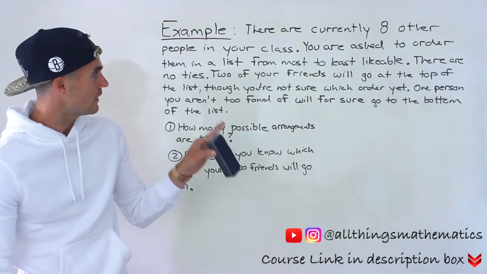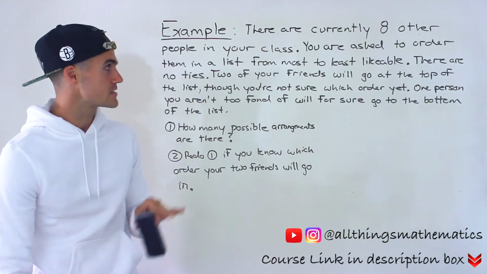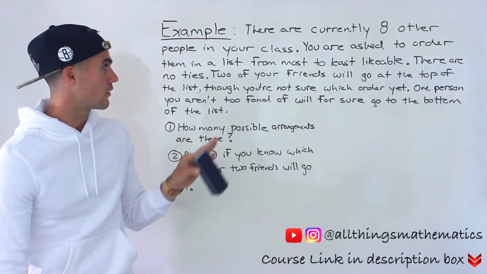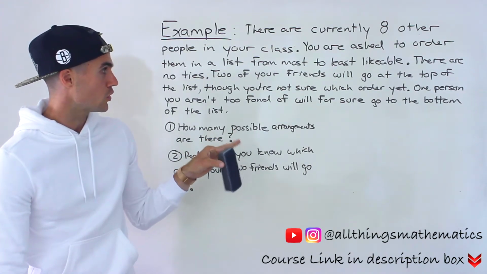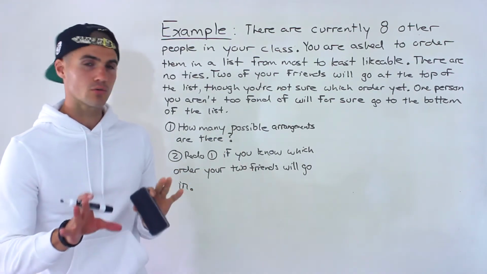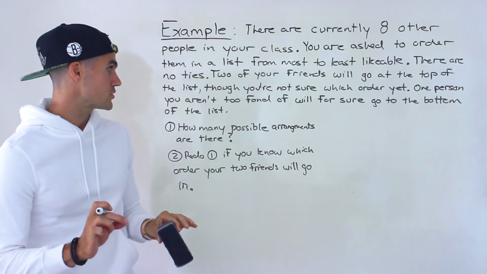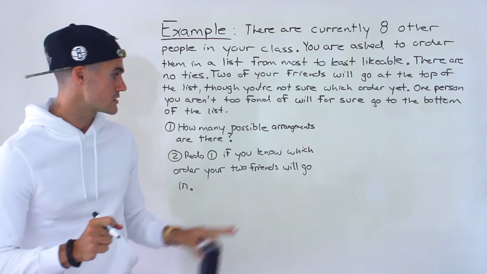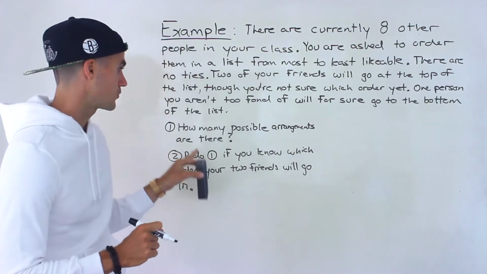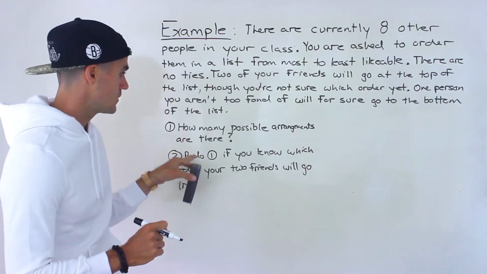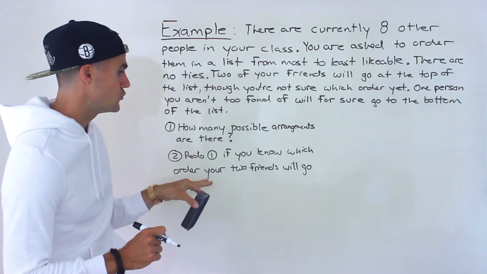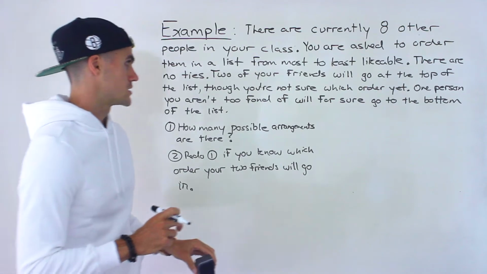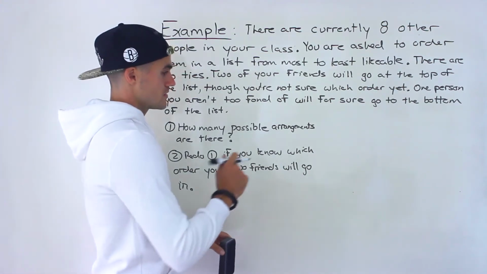So there are currently 8 other people in your class. You are asked to order them in a list from most to least likable. There are no ties. 2 of your friends will go at the top of the list, though you're not sure which order yet. 1 person you aren't too fond of will for sure go to the bottom of the list. And there's 2 questions here. How many possible arrangements are there? And then number 2, we have to redo number 1 if you know which order your 2 friends will go in. So there's 8 other people.